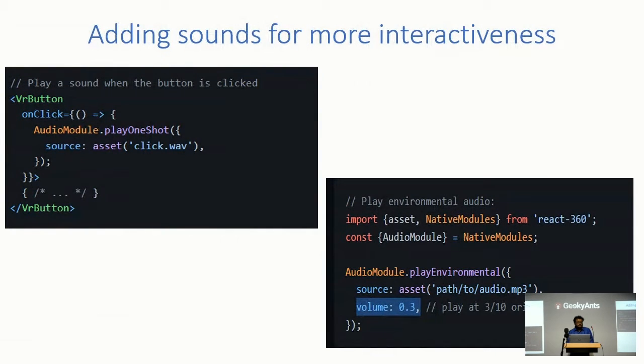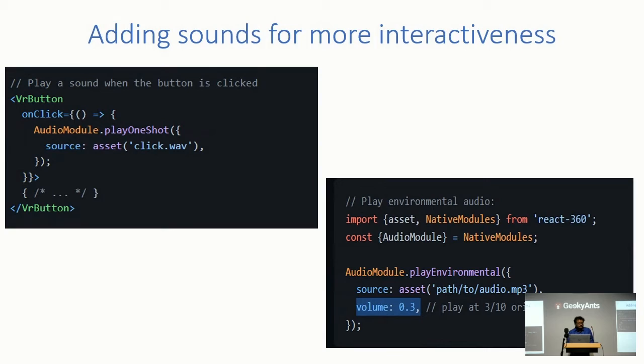So this is how you can see that we can implement the sounds. We can add the sounds to the React 360 and React VR applications. So we have to import the native modules from the React 360 package, and we have to destructure the audio module from native modules, and here you have to use the source, where you have to use the path for the MP3 file. You can also add the volume, like the volume can be increased or decreased.